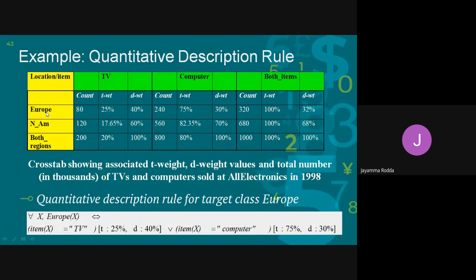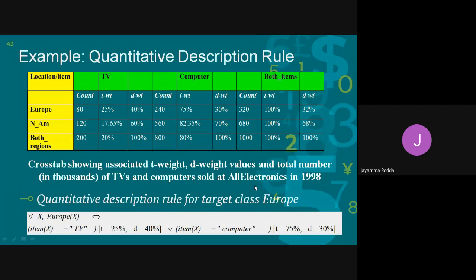So for a particular region Europe, for North America, and both regions. For Europe, what is the count of sales, what is the T weight and what is the D weight? And for computers, what is the count, the T weight, the D weight? And for both the items together, the count is 320 and the T weight is 100%, D weight is 32%. Likewise, for both the regions, TV, the count is 200, T weight is 20%, D weight is 100%. Likewise, for both the items and both the regions, 100%, 100% is the measure that we are having.